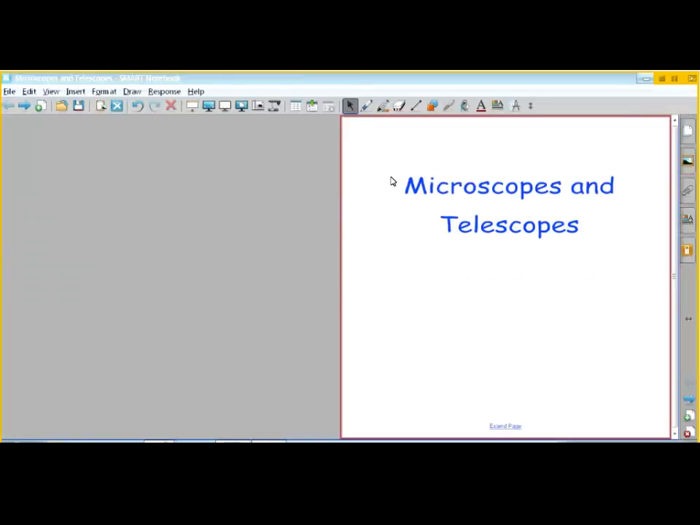So we're going to talk about how microscopes and telescopes work, and they're different than what we've talked about to this point, because we've dealt with cameras, projectors, magnifying glasses. They only involve one lens. But microscopes and telescopes have to have two lenses.